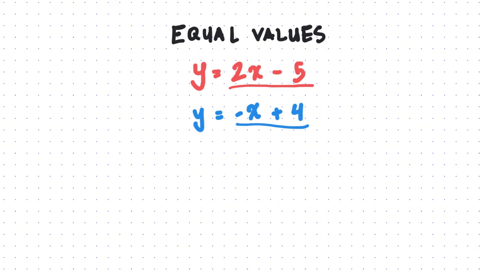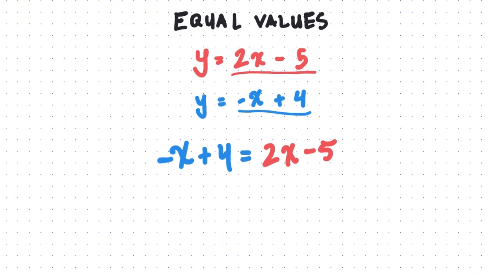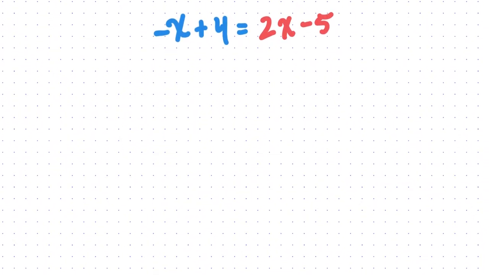Because both of them equal y, instead of y equals 2x minus 5, we can say negative x plus 4 is equal to 2x minus 5. So all I did was replace the y variable in both of these equations with the other half of the second equation. And now we can solve like normal. So what I have to do now is just solve for x.